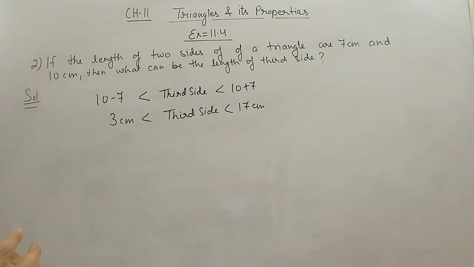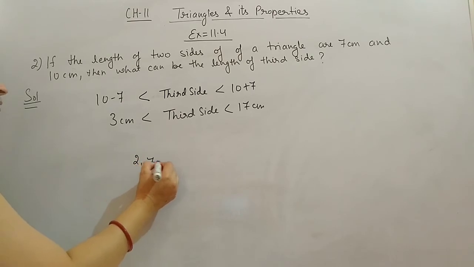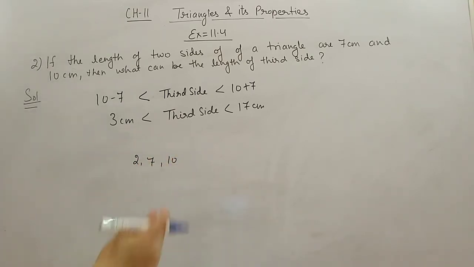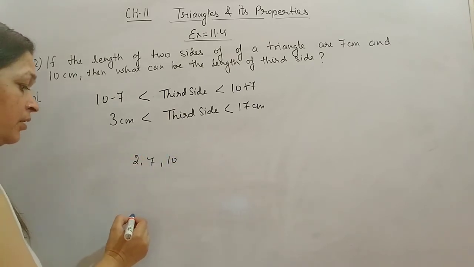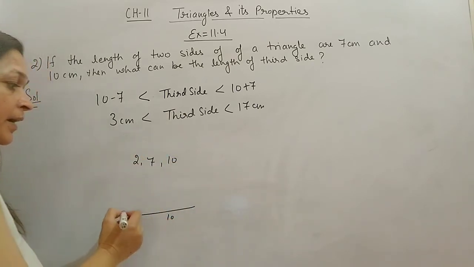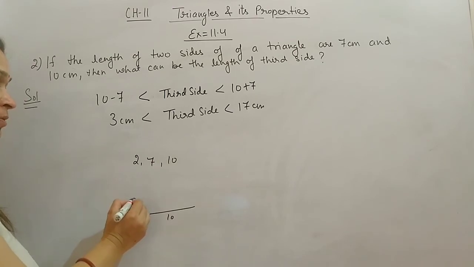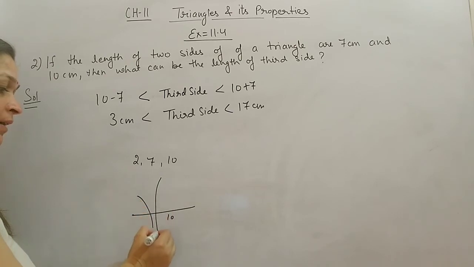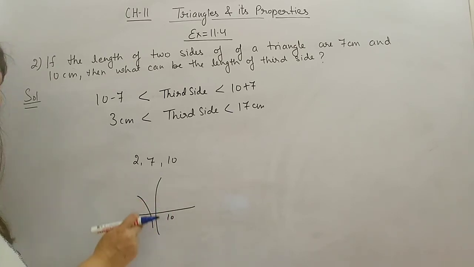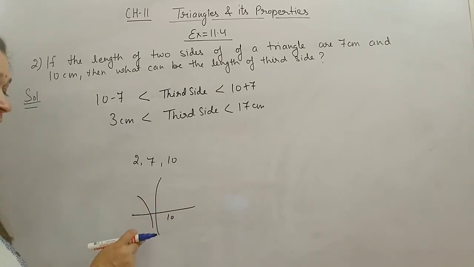You can understand this question. If you take less than 3, then we will check whether a triangle is possible or not. Suppose I have taken 2. So the third side is 2, with 7 and 10. These are the three sides. If you want to draw the triangle, first we draw a 10 centimeter line, and then from one side a 2 centimeter arc, and from the other side a 7 centimeter arc. You will observe these two arcs will not meet each other, so the triangle is not possible at all.